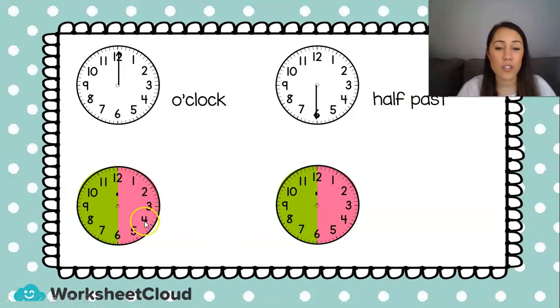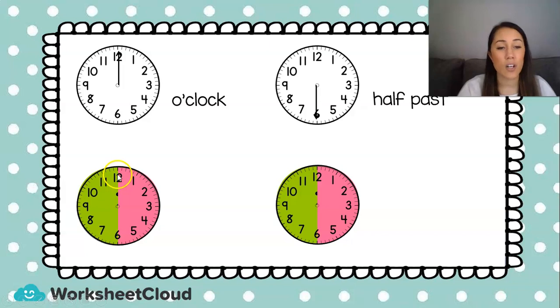Now, on these 2 clocks, you'll see there's a pink and there's a green side. The pink side is always the past side because the hand of the clock ticks from the 12 and then it ticks all the way around like we would count. From the 12, it goes to the 1, 2, 3, and this way. And that we call clockwise.